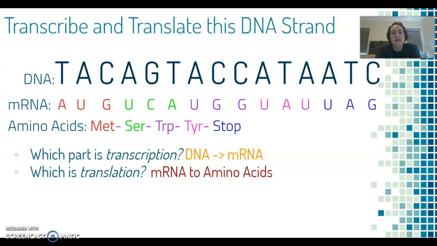So here are the answers, and I've color-coded it for you. So we have our AUG on our chart is MET, UCA is SER, UGG is TRP, UAU is TYR, and UAG is stop. And so which part is transcription? That's DNA turning into mRNA, and which part is translation? When we go from mRNA to amino acids.